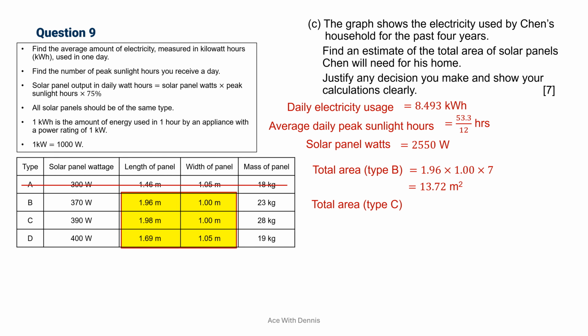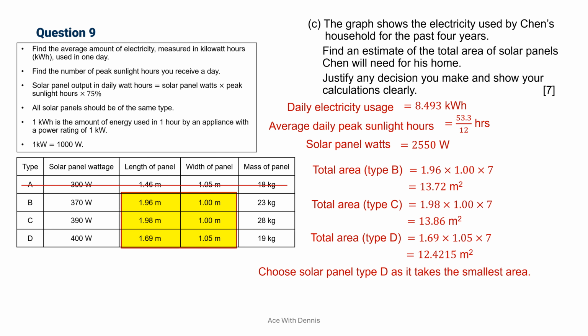We do the same thing to find the total area of type C solar panel, which is 1.98 times 1.00 times 7, we get 13.86 meters squared. Same to find the total area of type D, which is 1.69 times 1.05 times 7, we have 12.4215 meters squared. So from here, we can see that choosing solar panel type D is the best choice as it takes the smallest area. Hence, the total area of solar panels Chen will need for his home is 12.4215 meters squared.